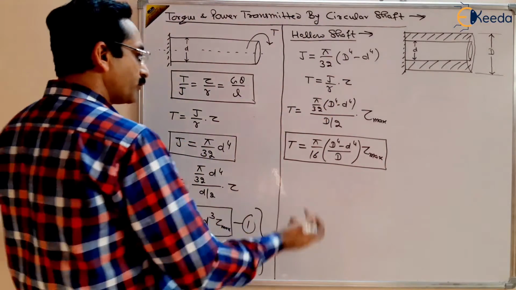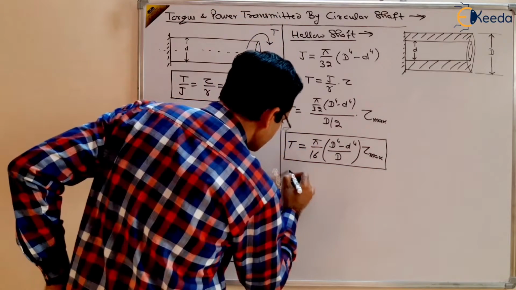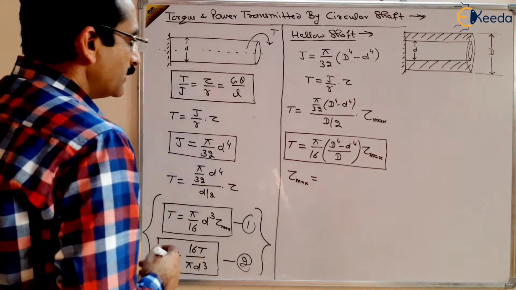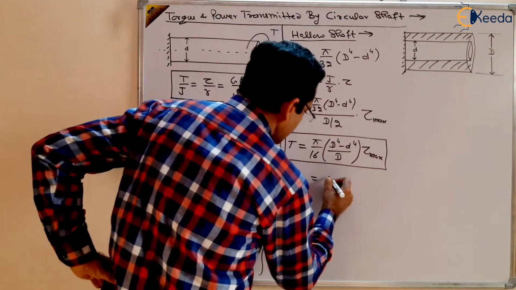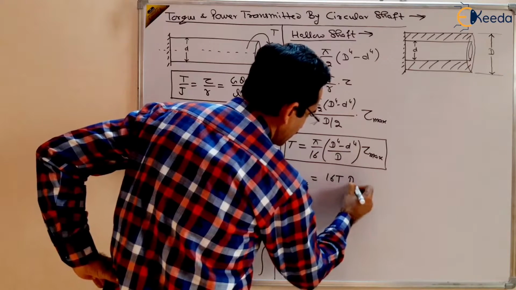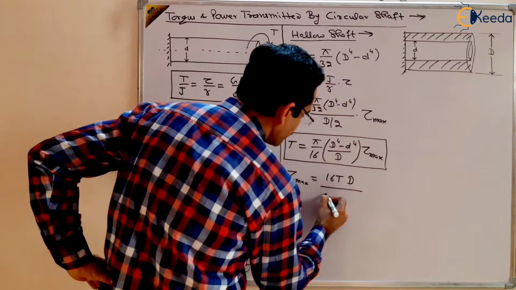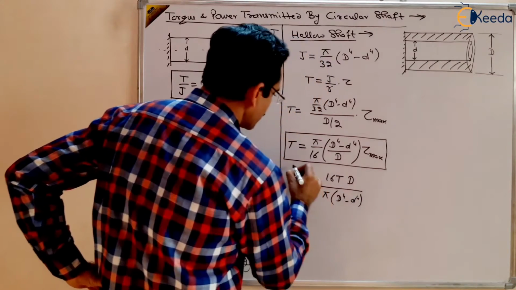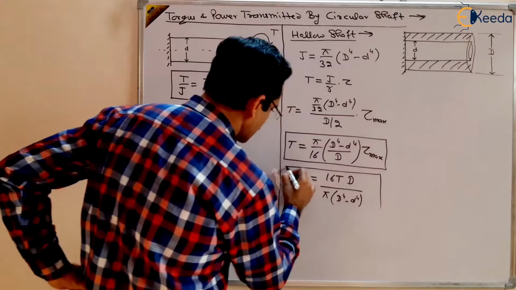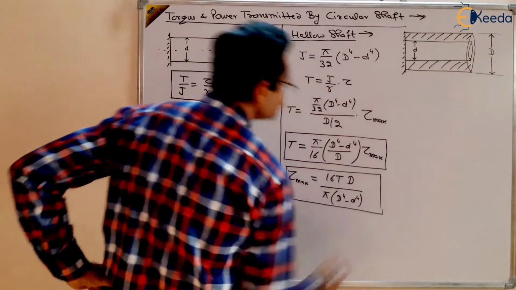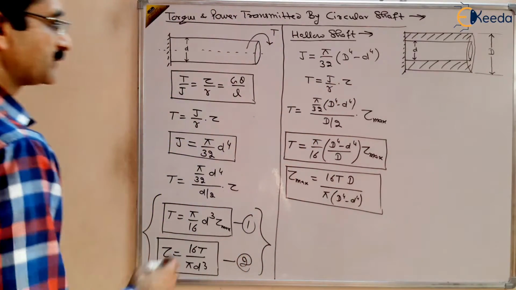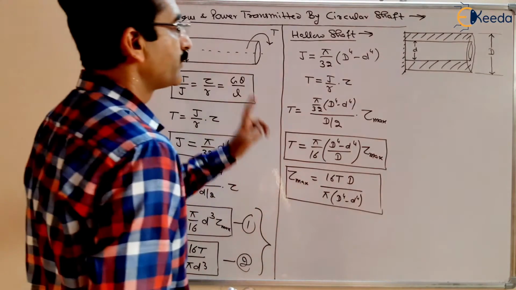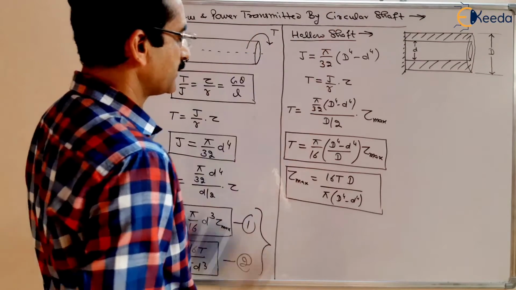And if you want to find out in reverse what tau max is, that will be equal to 16 T D by pi times (D to the power 4 minus d to the power 4). So this is the maximum shear stress transmitted by the hollow shaft, right? And tau max will be at the outer radius, right?